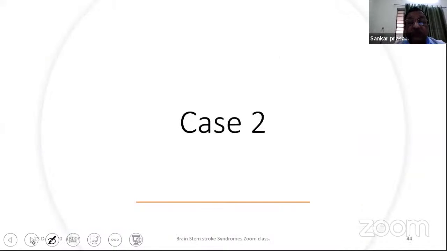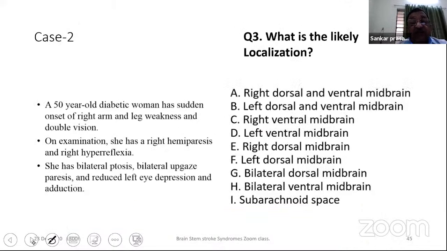So case 2. A 50-year-old diabetic woman has sudden onset of right arm and leg weakness and double vision. So important is that eyes are involved in midbrain along with hemiparesis. On examination, she has a right hemiparesis and right hyperreflexia. She has bilateral ptosis, bilateral upgaze paresis, reduced left eye depression and adduction. That is, adduction of the eye is defective.